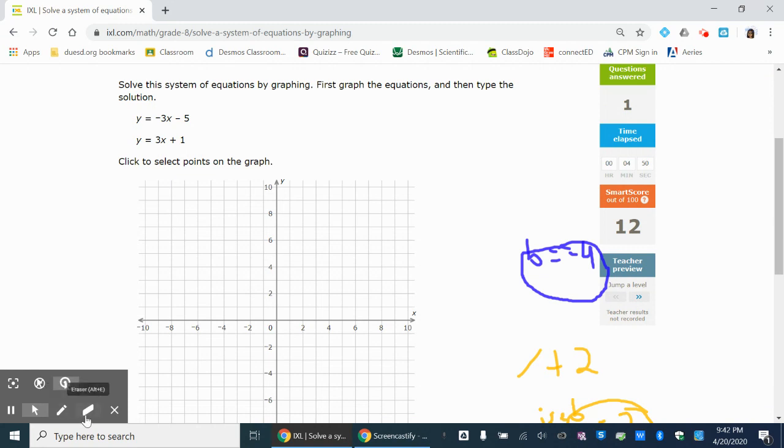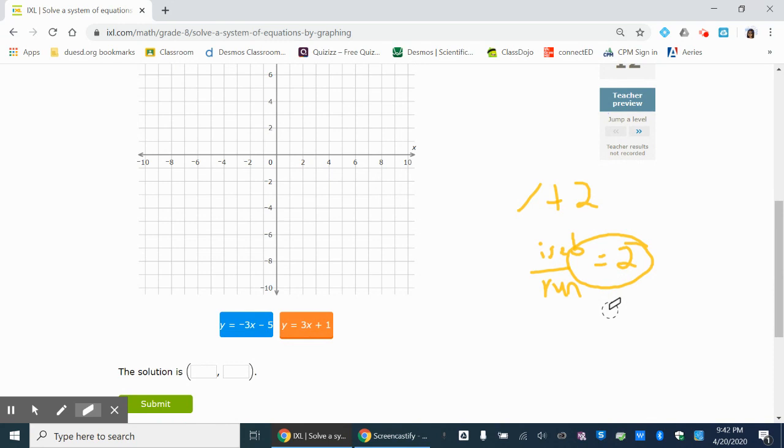So I'm going to go ahead and do another example. Let me just go ahead and try and erase this as much as I can.